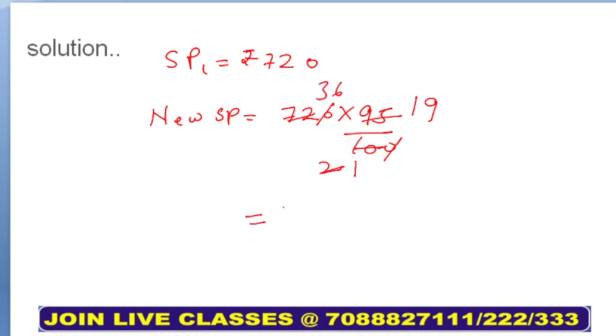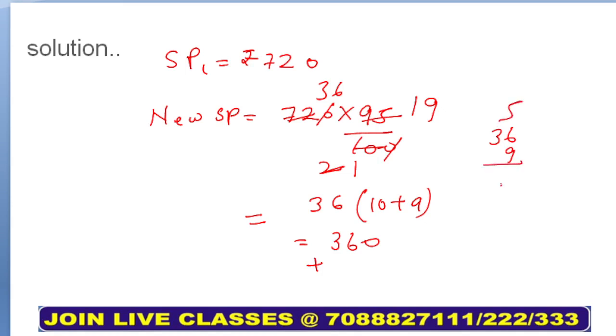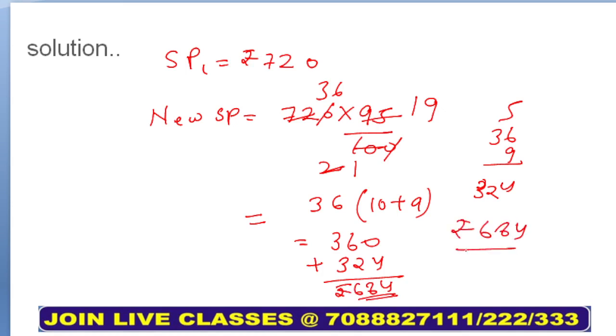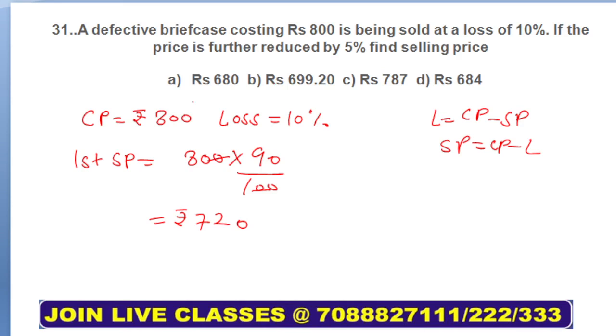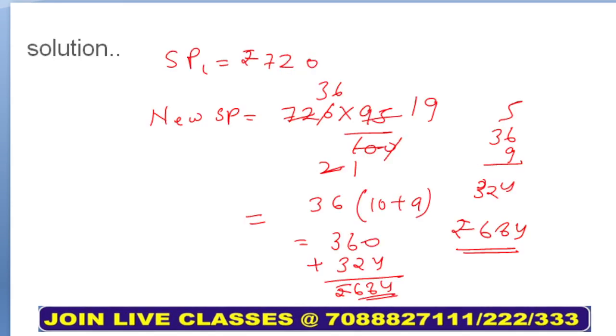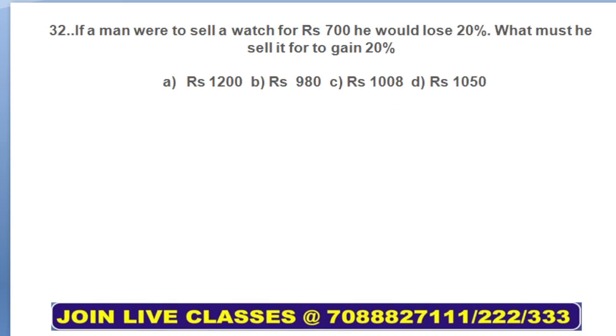When you multiply 36 and 19, what will you get? Again, an easy way of multiplication: multiply 36 by 10 plus 9. This will be 360 plus 324, so your new SP will be rupees 684. Mark your answer here: your answer is rupees 684, right? Take the screenshot of the solution, everybody. Moving on to the next question.